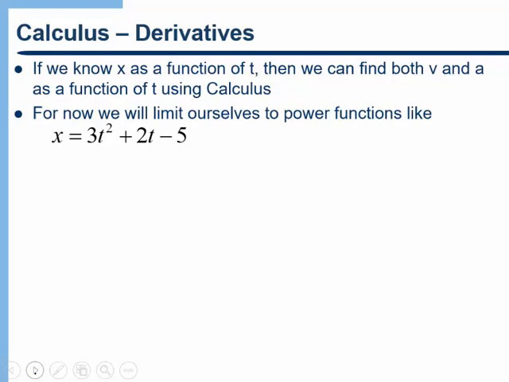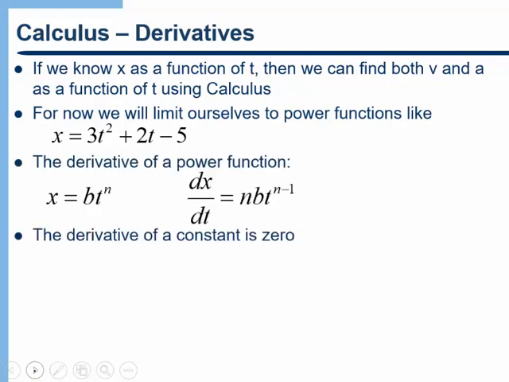So how do we actually take a derivative? Well, this is something that you're going to be learning about in calculus if you haven't already. But I want to just show you quickly how to take the derivative of a simple power function. It turns out that taking the derivative of a power function is pretty straightforward. Here's the formula that we use. If we have any term like this, b t to the n, then the derivative of that term is given by this formula. And we simply take the derivative of each term at a time.